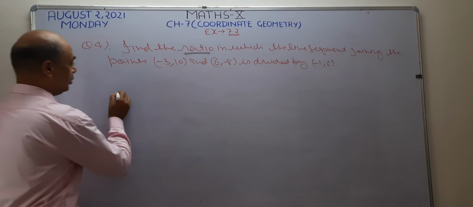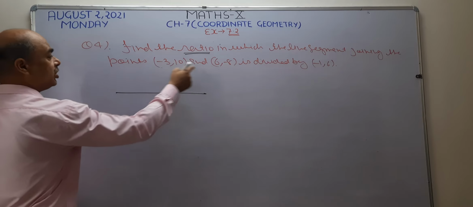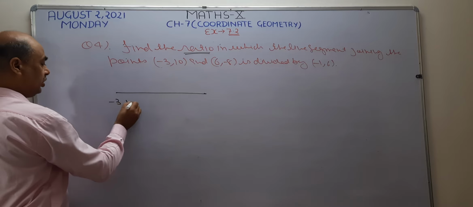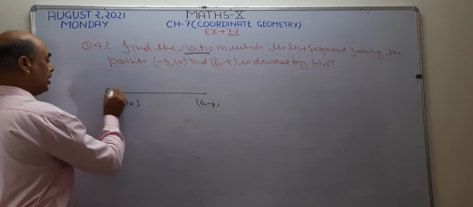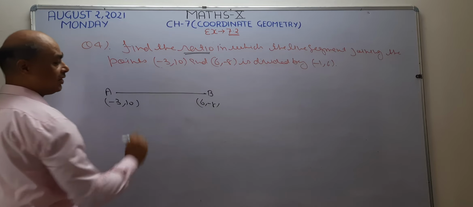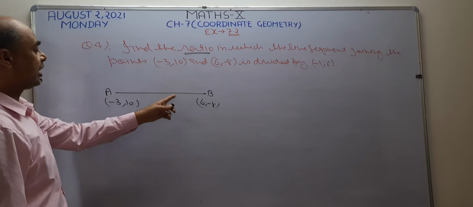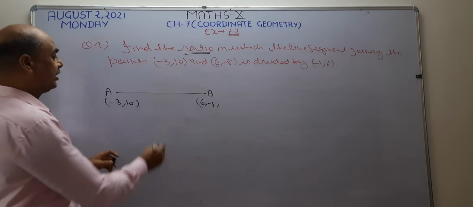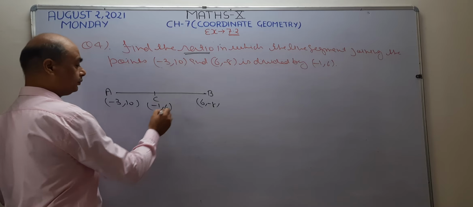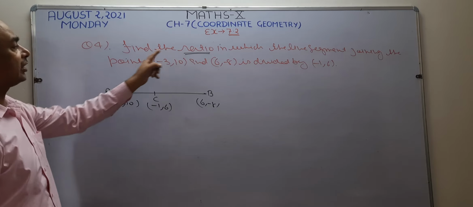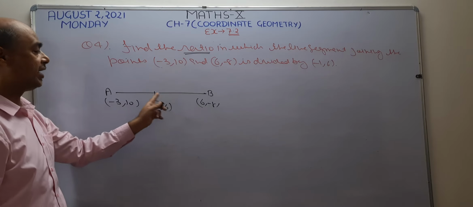Okay, now see, this is the line segment, (-3, 10) and (6, -8). Suppose this is your A and this is your B. So this becomes the line segment AB. Now this line segment is divided by another point, and the coordinates of that point are given. In this question we are going to check in what ratio this point divides AB.